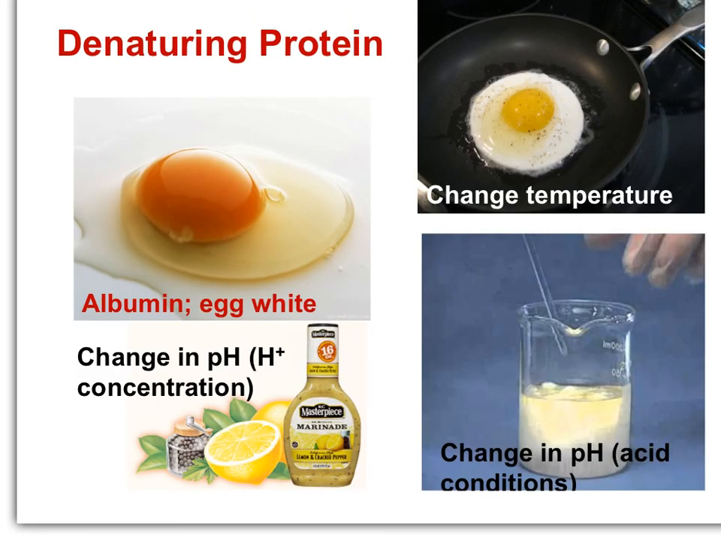You've had experiences with denatured protein, for example, after you've cooked an egg or after you've used lemon juice to marinate meat or fish. Heat increases the kinetic energy of molecules, thus disrupting the intermolecular forces that would otherwise maintain the tertiary shape of a protein. Changes in the concentration of hydrogen ions also disrupts the intermolecular forces that would otherwise maintain the tertiary shape of a protein.